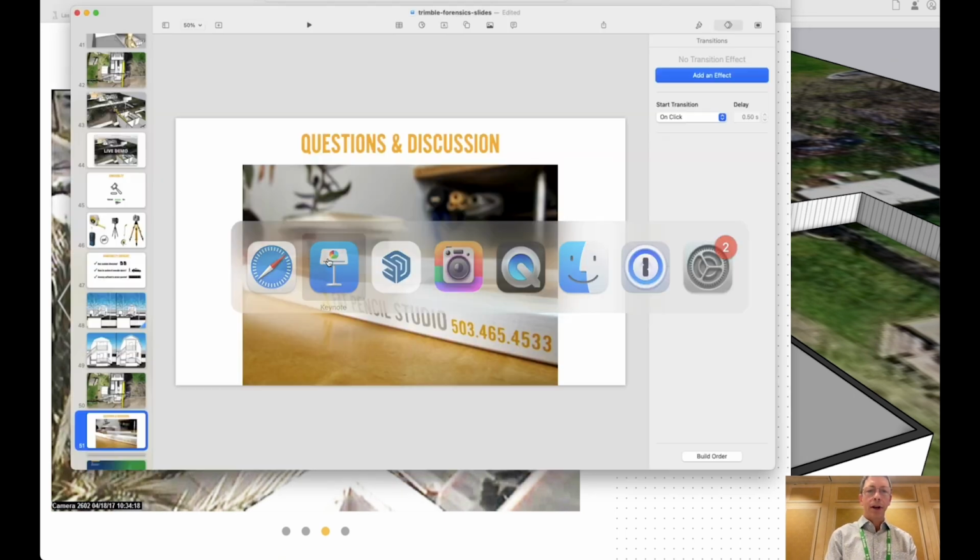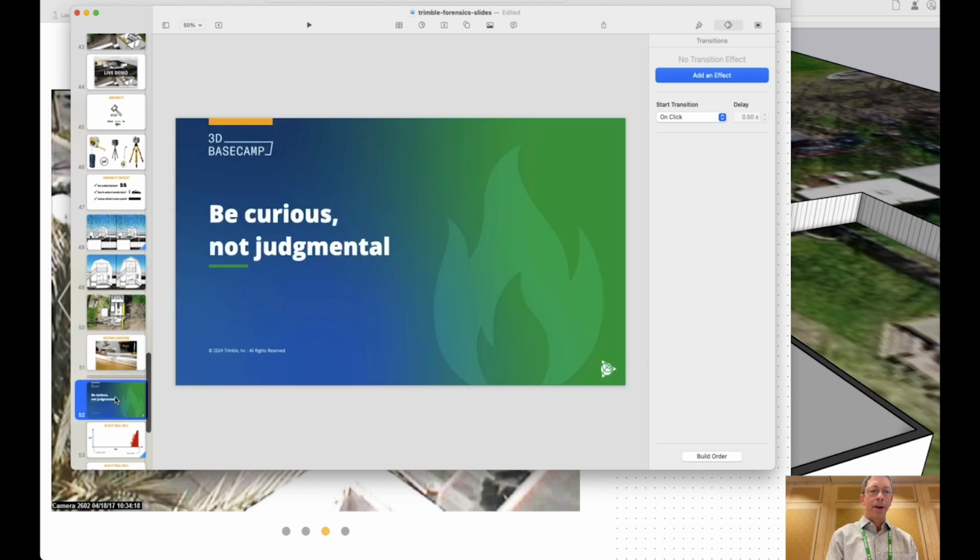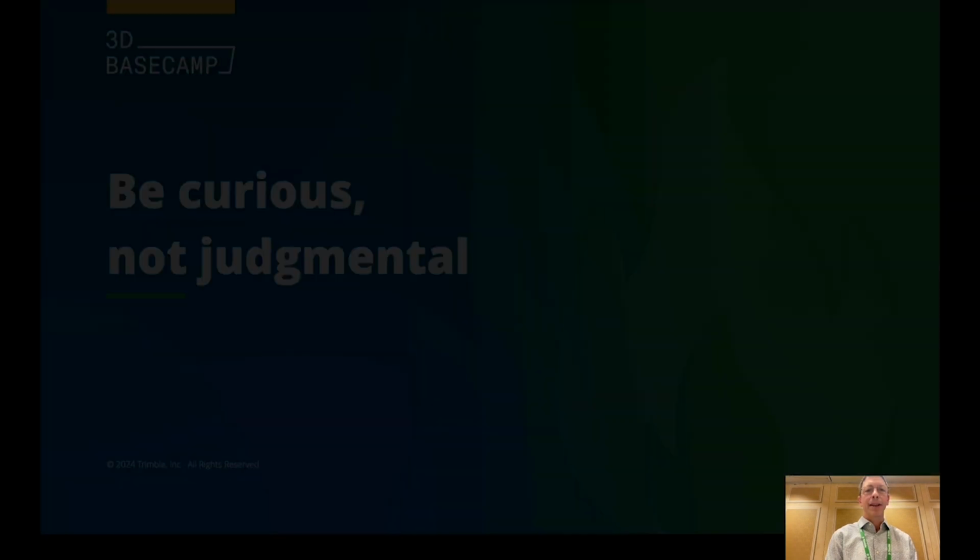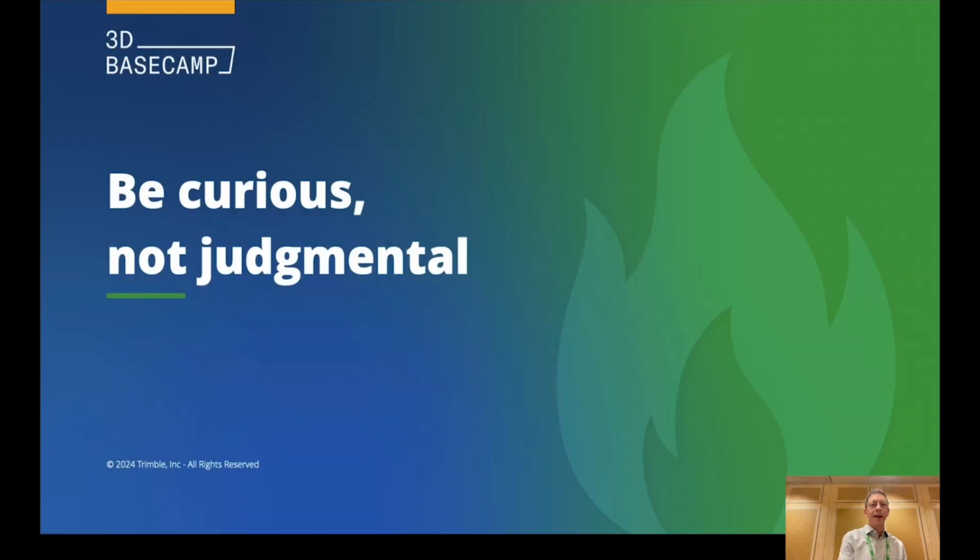I got a concluding thought here, and that comes back to what we heard in the keynote at the beginning of the day, this idea of be curious, not judgmental. And the thing is, the judgment in a court case should happen at the end. It should happen with a judge or a jury. But so often what we see in cases is the judgment happening with the investigators at the very beginning. I have an idea what I think happened. I'm going to look for evidence that fits that narrative.